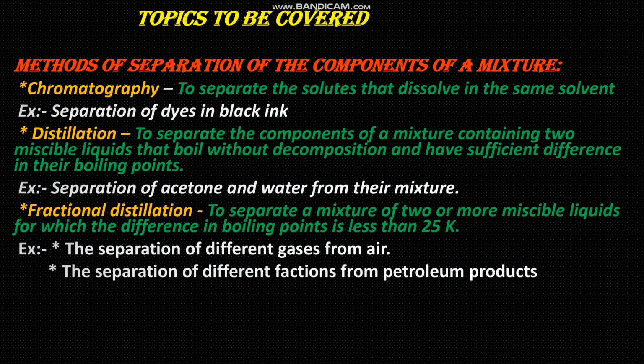Then fractional distillation. If the difference in boiling point between the miscible liquids is less than 25 Kelvin, instead of distillation, we use the method of fractional distillation. For example, to separate different gases from air, we use fractional distillation. And to separate different fractions from petroleum products, we also use fractional distillation.